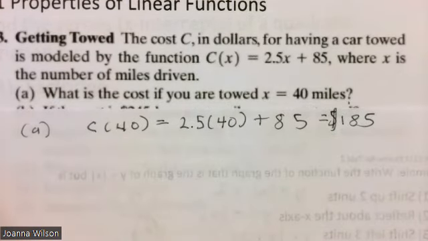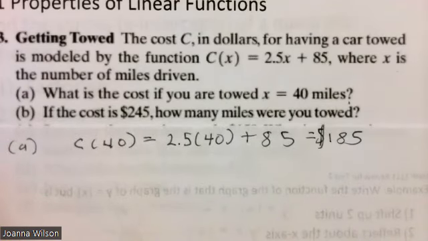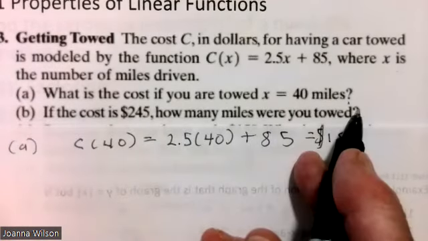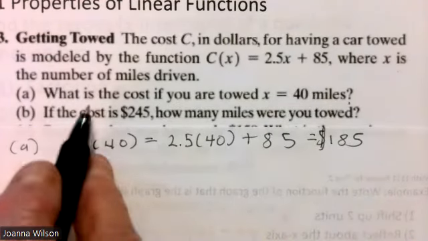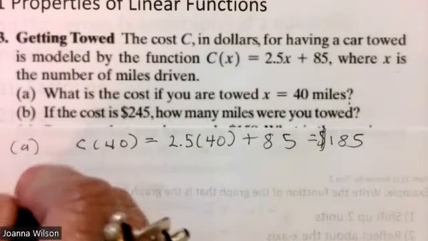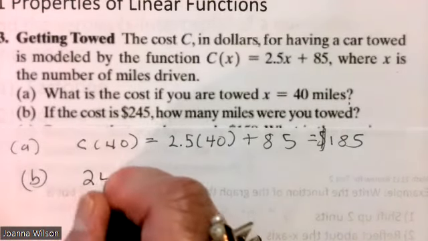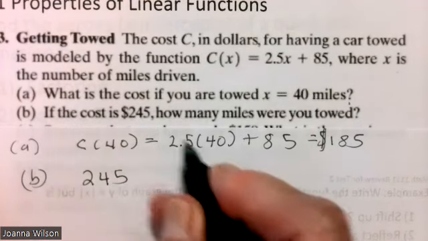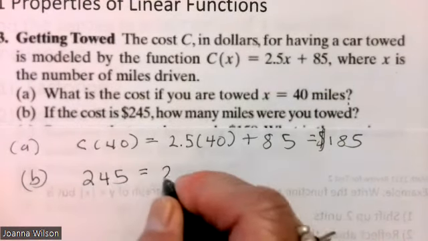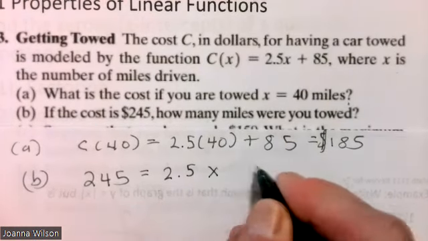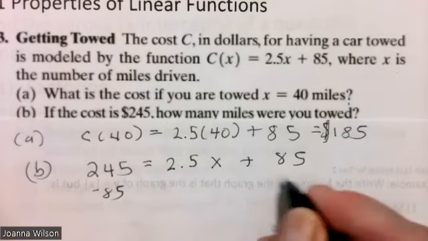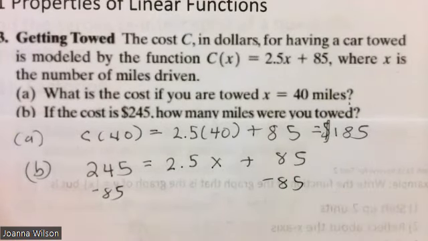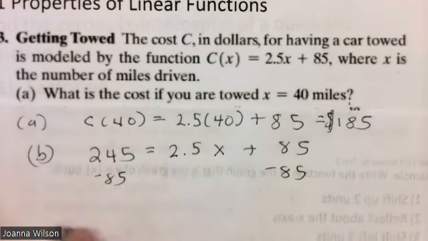Now the B part says, if the cost is 245 dollars, how many miles will you tow? So you see, we put the 40 here because it is going where x is. This is going to go where the cost is. So in B, you're going to put the 245 where the cost is, and then you're going to have to solve for x. So you can subtract the 85 from both sides. And I believe that gives you 150.